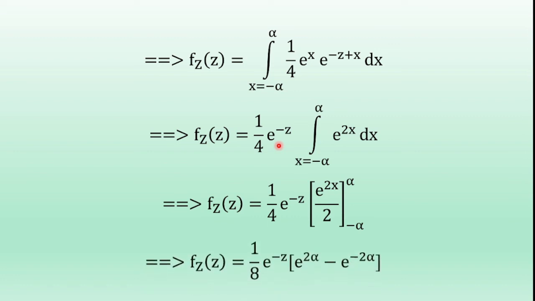So now substitute the upper value of x and the lower value of x. We get 1 by 4 into 1 by 2, that is 1 by 8 e power minus z into e power 2 alpha minus e power minus 2 alpha. And this is an example of the sum of two random variables.